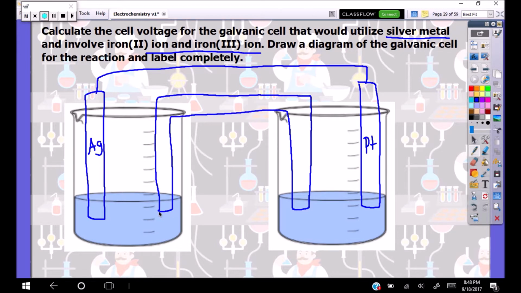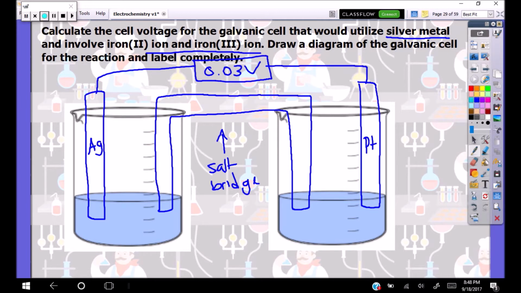Okay, this is our salt bridge. If you want to label it salt bridge, you can. Okay. And one other thing I forgot, actually, is when you draw your wire, you're going to need a little voltmeter. Voltmeter there. We said our volts is 0.03 volts. Okay.